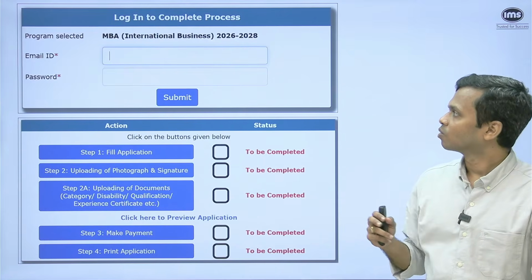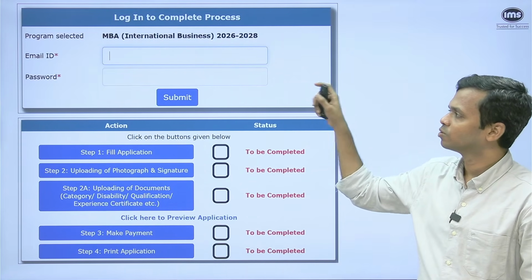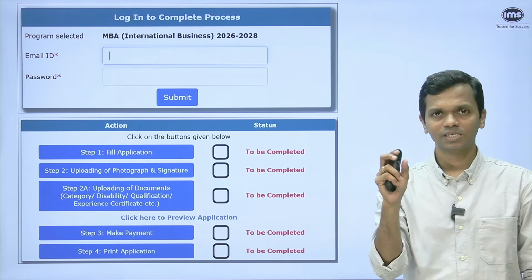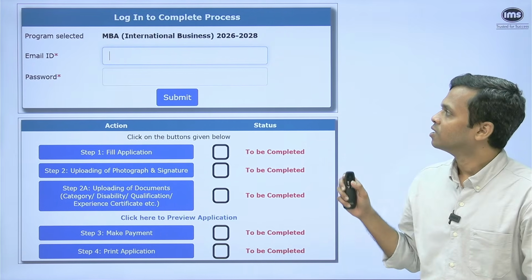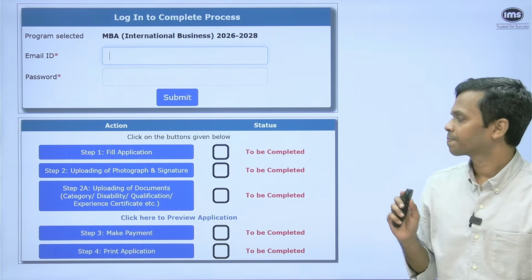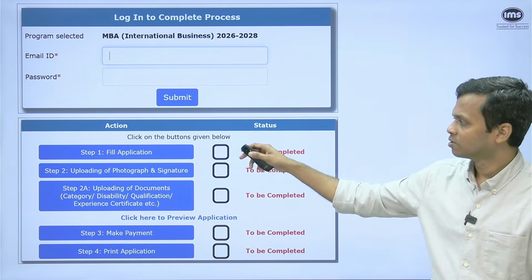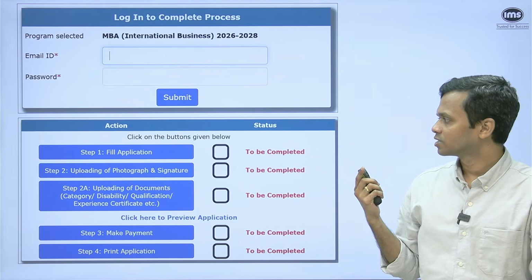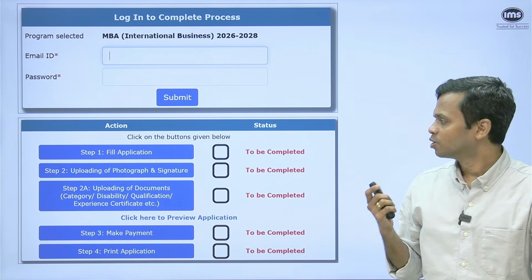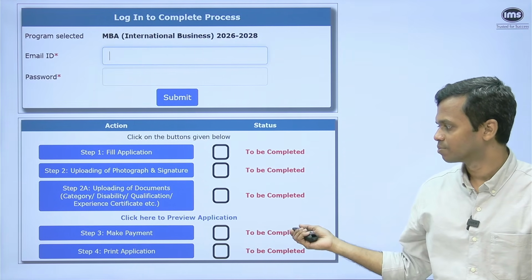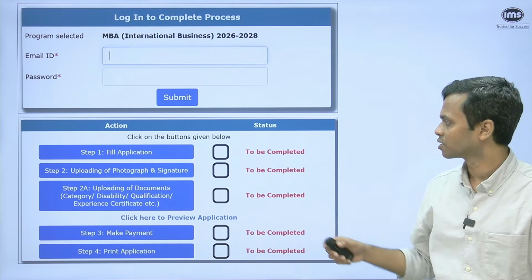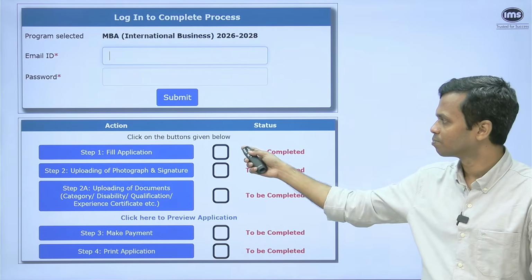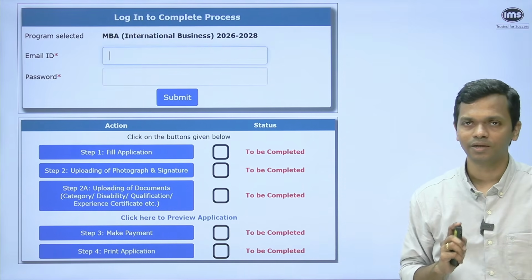So once you create the account, it will show you the login screen. You will also get a mail from IIFT that your user has been created with this email ID and this particular password. Then you use the email and password to log in. Once you log in, it will show you this screen which will detail out the steps that you need to complete. So step 1 is application form filling, step 2 is uploading photo and signature, 2A is uploading documents, then 3 is making payment, and 4 is printing application. As you complete these processes, it will put a tick. Once you complete fill application, this will turn green.